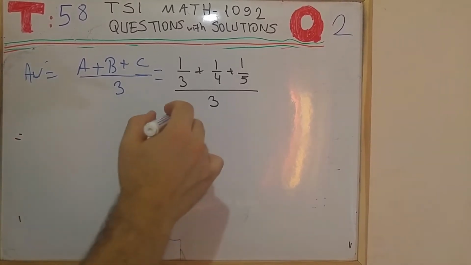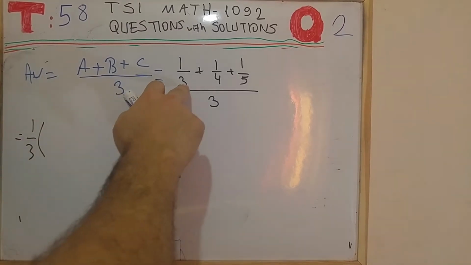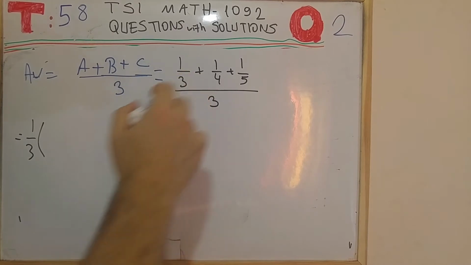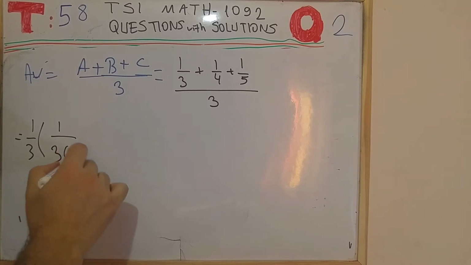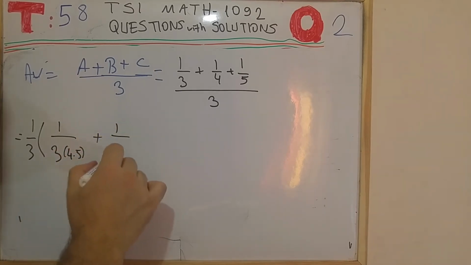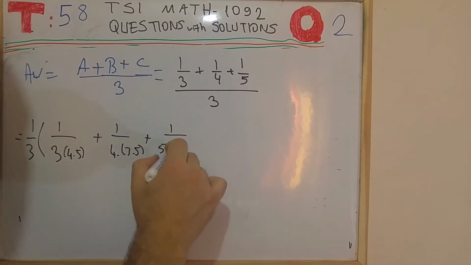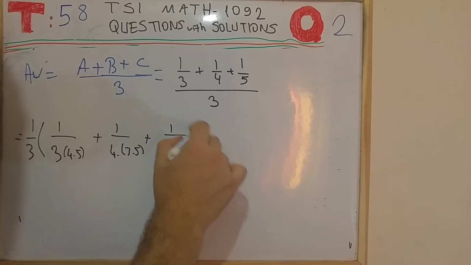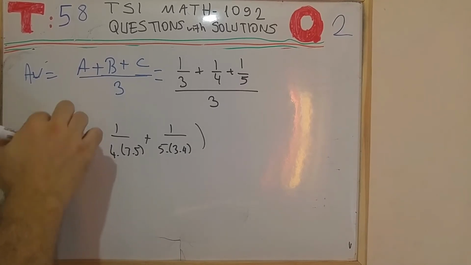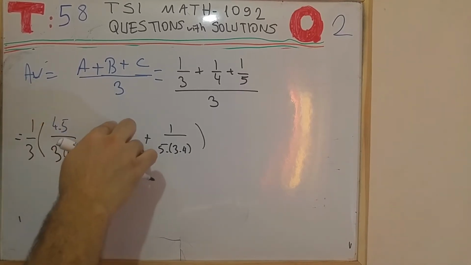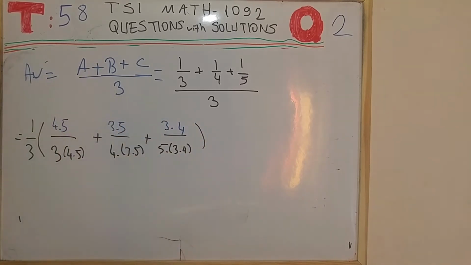And to sum these up, I have to first equalize, that means multiply by 1 over 3 to the front. What I need to do is to equalize the denominators. And to do that, I have to multiply 1 over 3 by 4 times 5, and 1 over 4 by 3 times 5, and 1 over 5 by 3 times 4. This time, my denominators would be expanded by 4 times 5, 3 times 5, and 3 times 4 respectively.